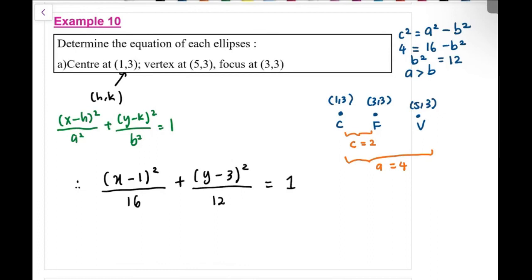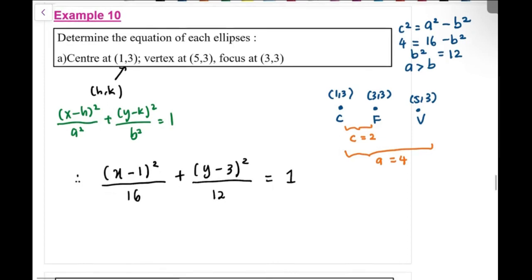There is no tedious working, we just use logic. How we determine A and C, and from there you can find B. After that, you get the equation straight away. That's the concept, there are no step-by-step procedures. Okay, we try another example.